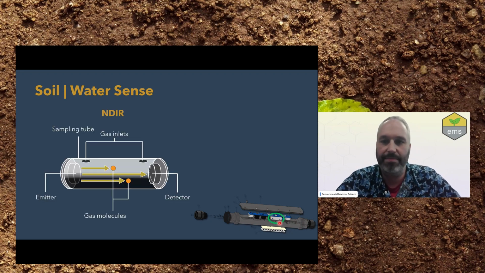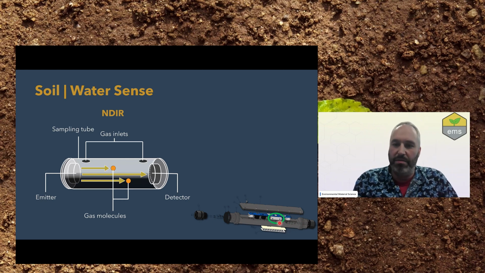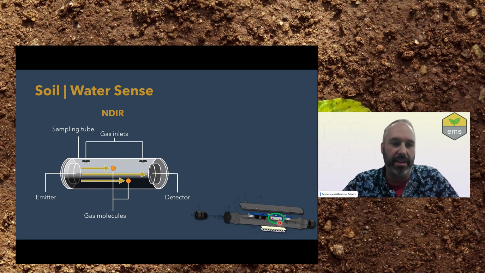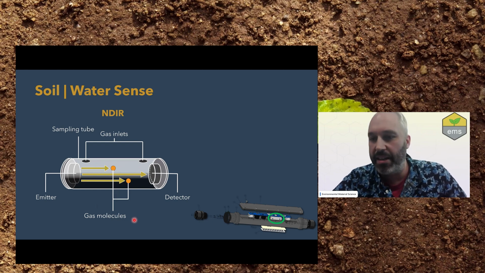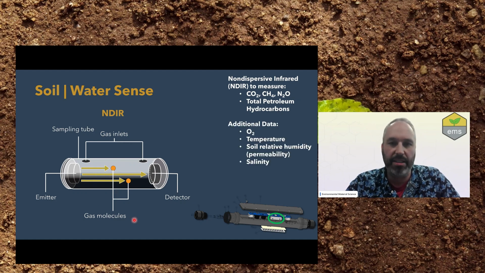But the secret sauce, or not so secret sauce, because this technology isn't real new. It's just a non-dispersive infrared sensor that works by shining an infrared light at a set spectrum through this gas sampling tube, where it's detected at the other end, and any attenuation in that signal is related to the gas molecules that you've geared your sensor to. So you can use different wavelengths of light depending on which gas you're interested in. Our sensors, depending which one, measure carbon dioxide, methane, total petroleum hydrocarbons, and nitrous oxide.